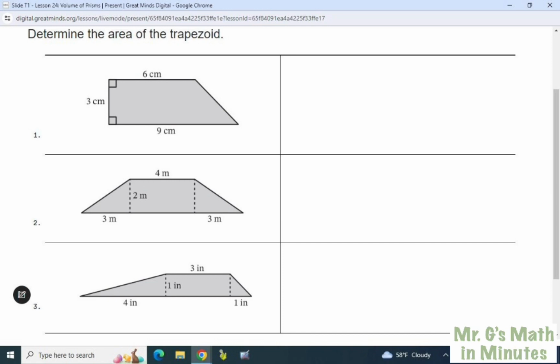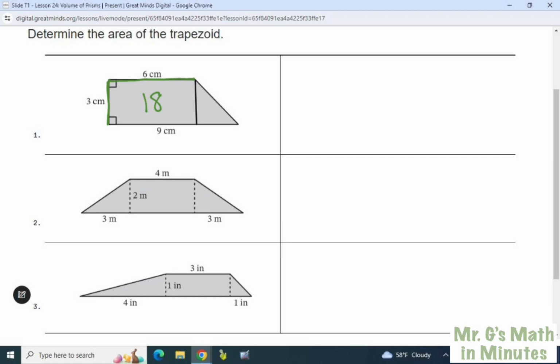We have a trapezoid here, and the only way that we can find the area of a trapezoid is if we decompose the shape. So I'm going to go ahead and draw a line right here that makes a rectangle and a triangle. For the rectangle, we have a length of 3 and a width of 6. 3 times 6 means that the rectangle is 18.